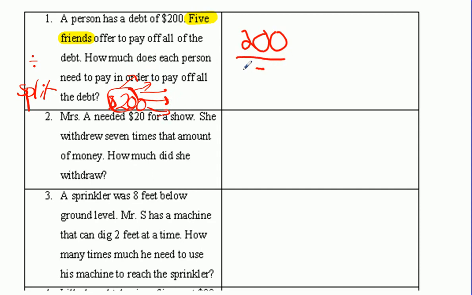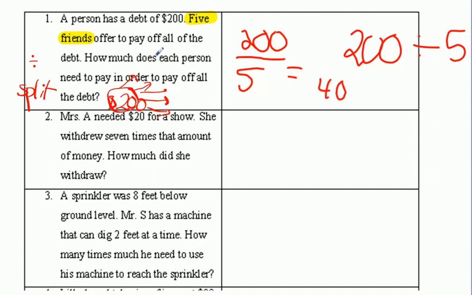This is one way to write the division problem as a fraction. Another way you could write it, 200 with a division sign and 5, up to you. Either way, I'm going to do the division in my calculator, and I'm going to get that each person is paying 40. How much does each person need to pay? They each need to pay $40.